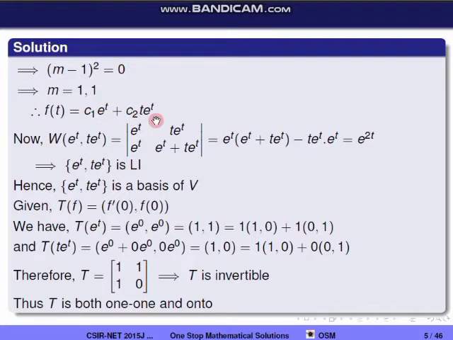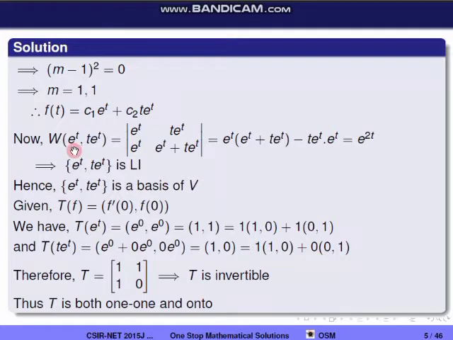That is, V consists of functions f such that f can be written as a linear combination of e power t and t e power t. That is, e power t and t e power t span the functions f in V. So now we'll check whether e power t and t e power t are linearly independent. For that I am using the Wronskian.